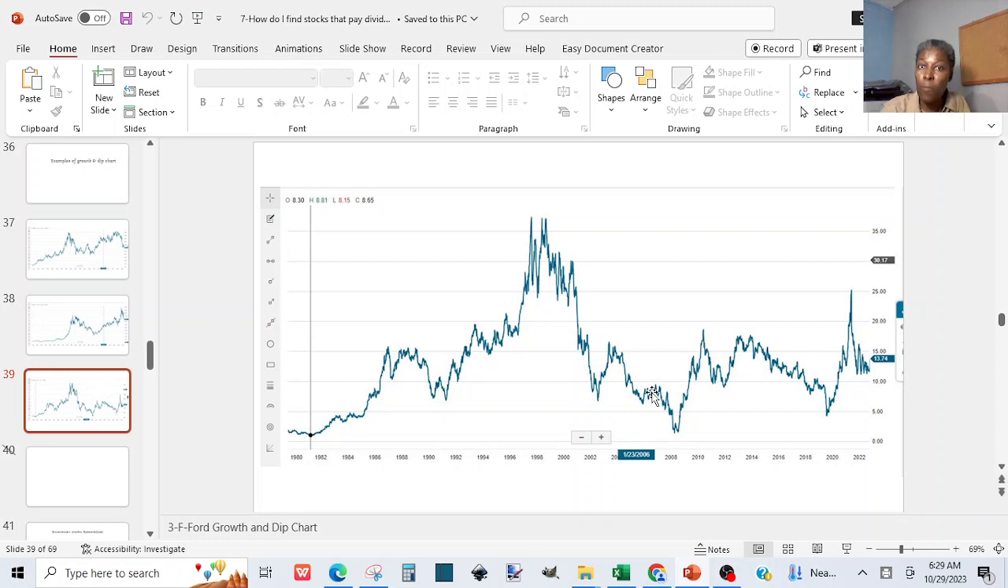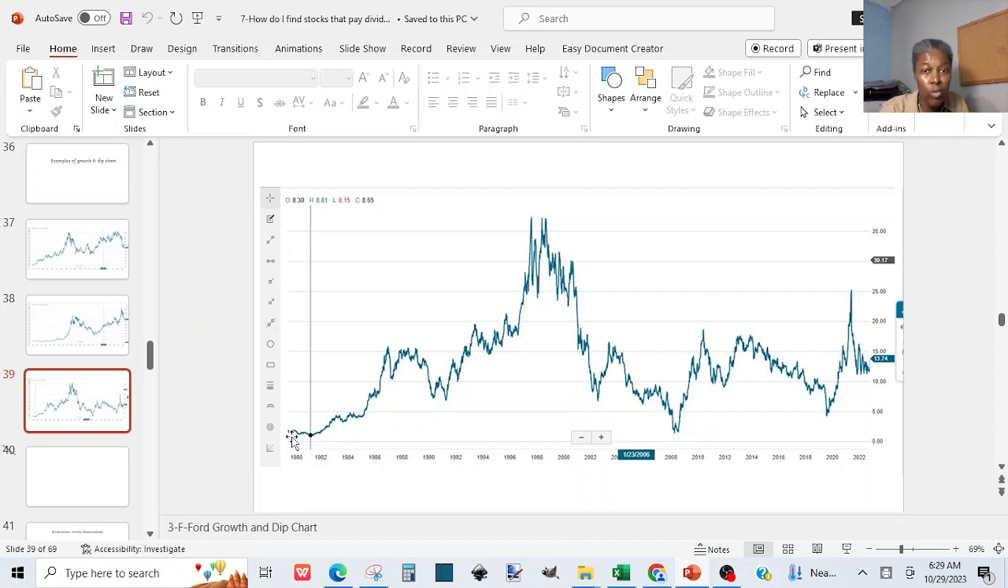And this one is Ford. And Ford is one of the stocks that I will advise against, because again, it is growth and dip because of those big ups and big downs. However, when you look at those dips, at some point it went down to be close to the price it was selling at when it went public.